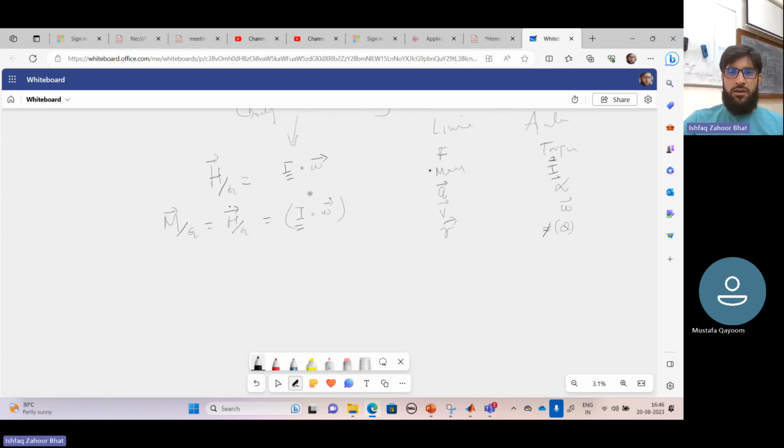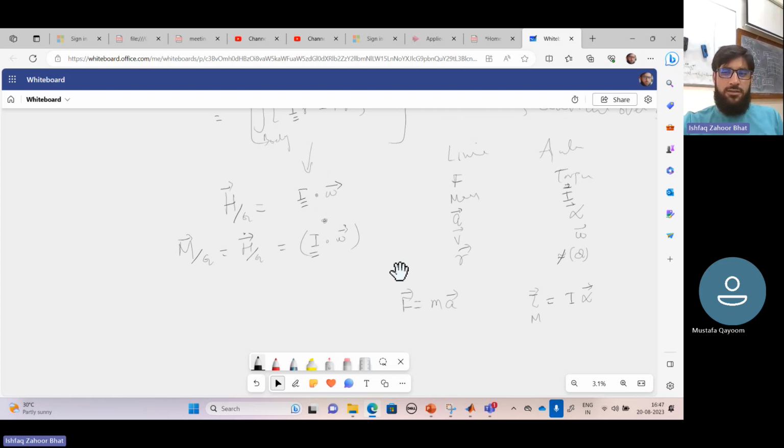Here we have an equation which is like this, and in our high school we directly write torque as I times alpha. And this is so wrong that it takes your full age to erase this concept. This is not the right thing to write.